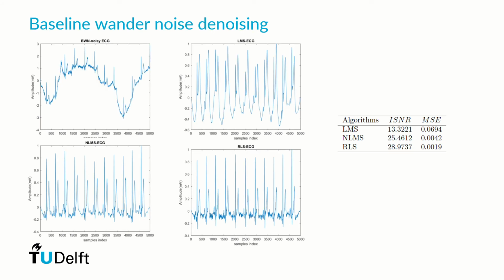The second noise we are going to filter is the baseline wander. Still, the first graph shows the amplitude after we add the baseline wander to the clean signal, and the other three graphs show the result after we filtered the signal. We can also find that RLS has the best performance, and then is the NLMS, and the LMS has the lowest performance.